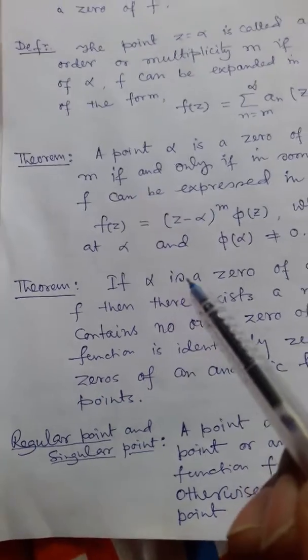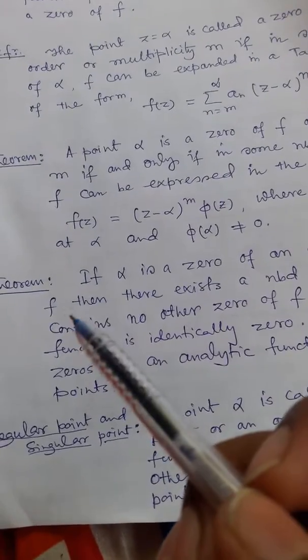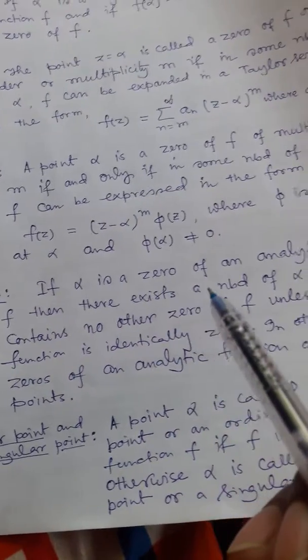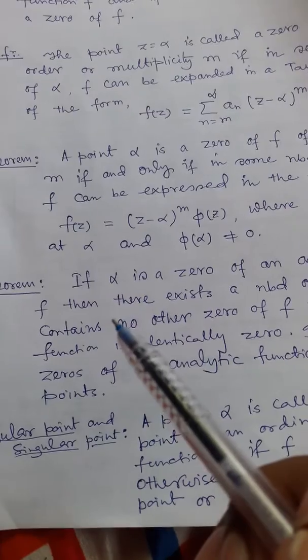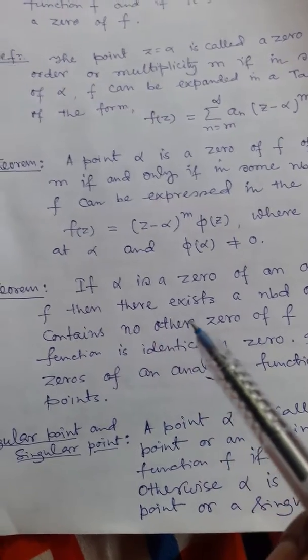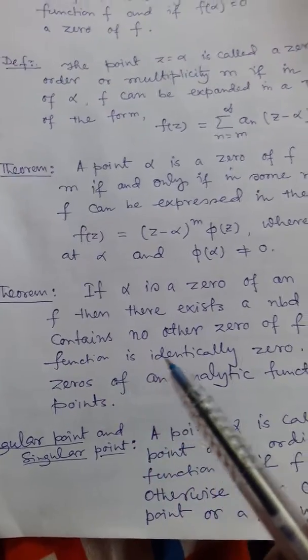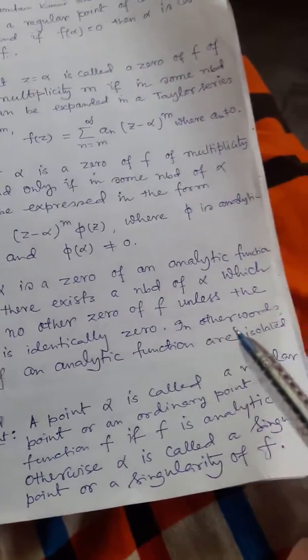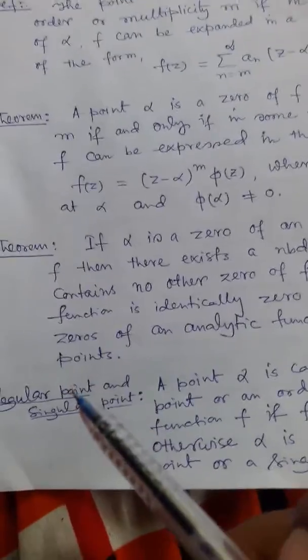Theorem: if alpha is a zero of an analytic function f, then there exists a neighborhood of alpha which contains no other zero of f unless the function is identically 0. In other words, zeros of an analytic function are isolated points.